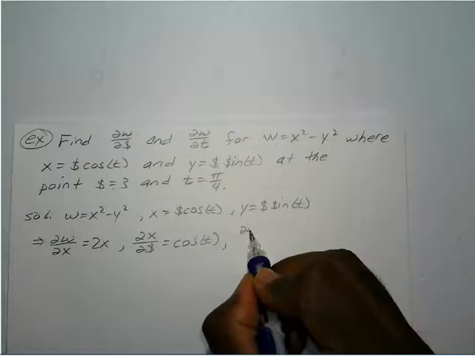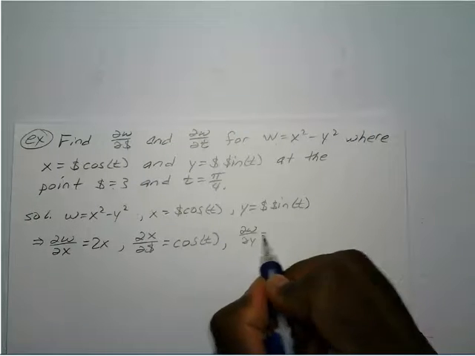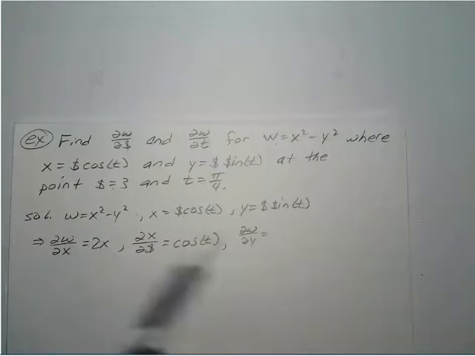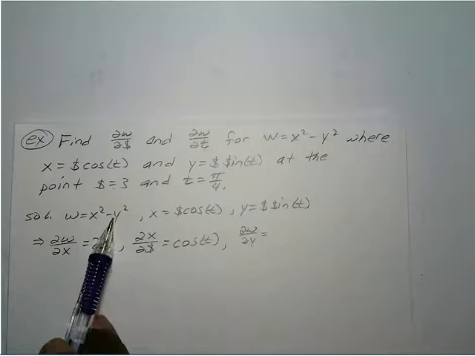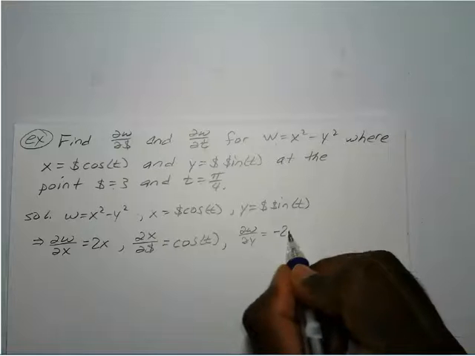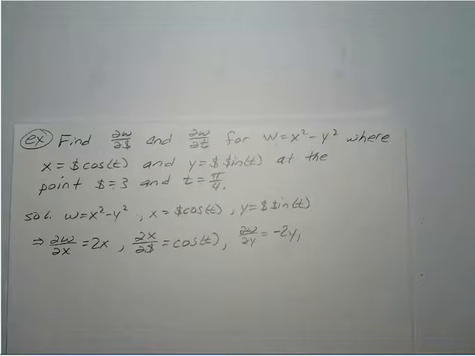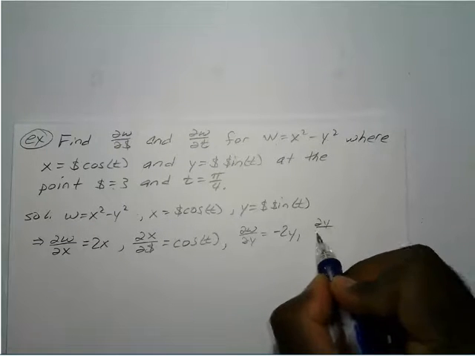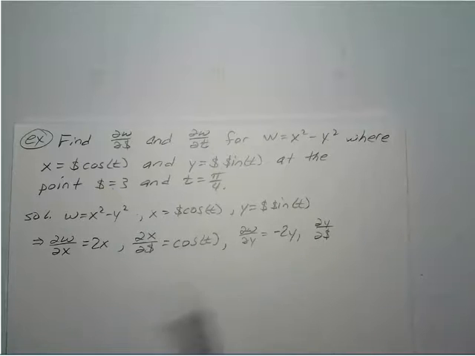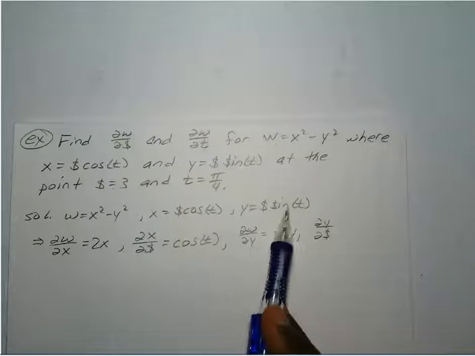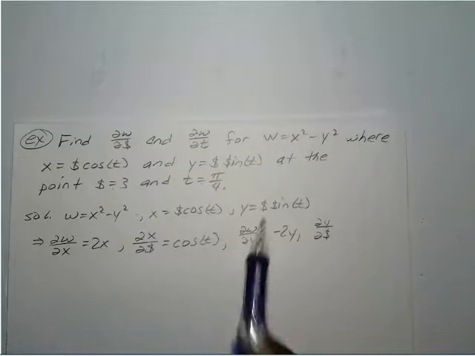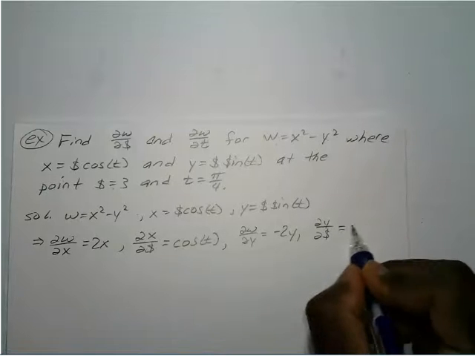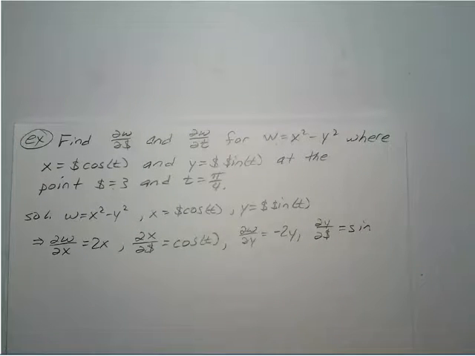Okay, so we have our partial of w with respect to y. Here, with respect to y, that x is considered a constant. So the partial with respect to y is negative 2y. Okay, and our partial of y with respect to s, there's our y with respect to s. Remember that sine of t is considered a constant, so that moves out to the front. So the partial of s with respect to s is just 1. So it's 1 times sine of t, which is just sine of t.